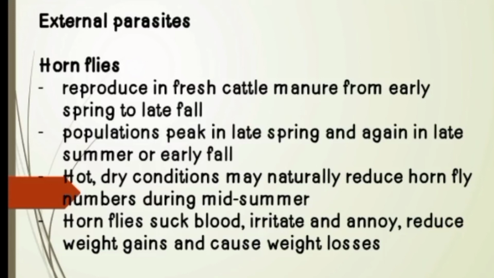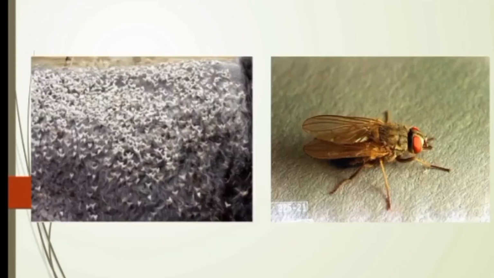Ang horn flies na po na ito ay sumisip-sip ng dugo doon sa baka at nagkukos para mabawasan po yung timbang ng baka. At ito po yung itsura ng horn flies.